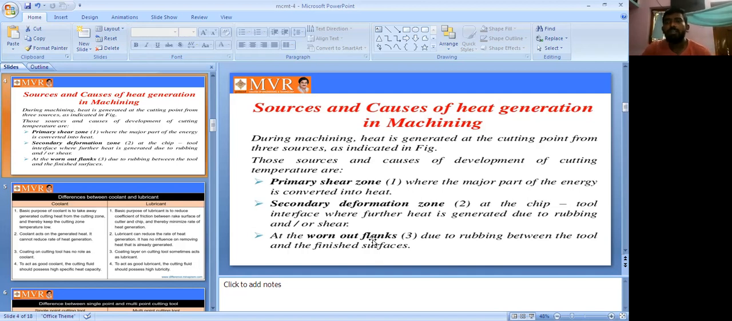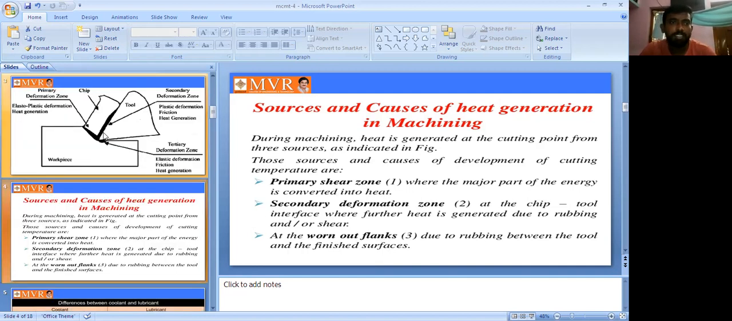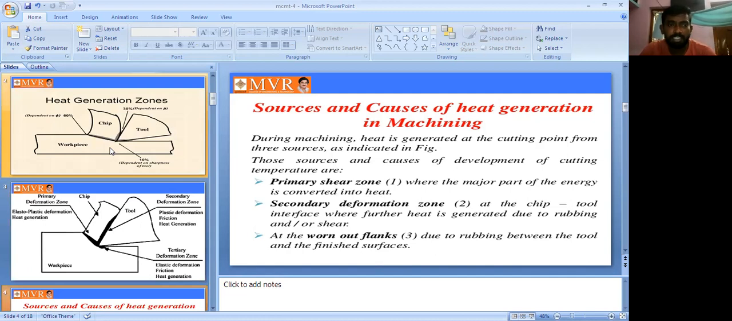Generally we have three types of sources where heat will be generated in metal cutting, in the machining process. So what are the three sources? Primary zone, secondary zone, and the worn out flanks. These are the sources of heat generation. First one is heat generation zones.